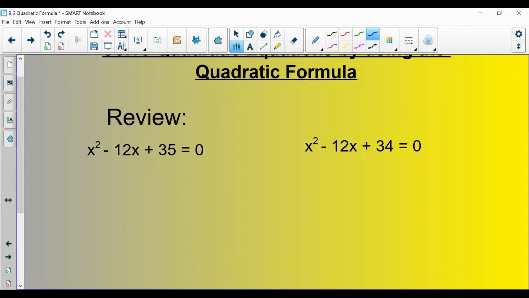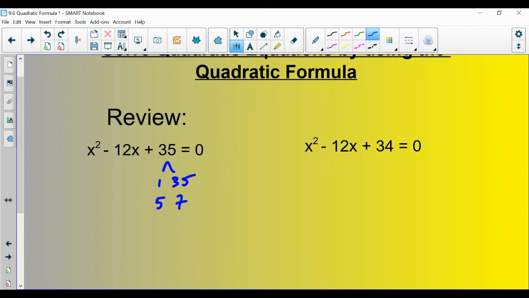So step number 1, when you were trying to do this problem, what I told you to do is list the factors of the c term, which is 35 in this problem. List the factor pairs of that. 1 times 35 is 35. And 2 doesn't work, 3 doesn't work, 4 doesn't work, 5 and 7 also multiplies to 35.